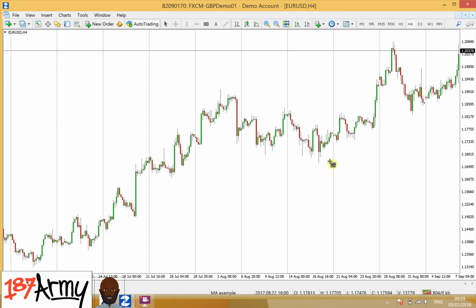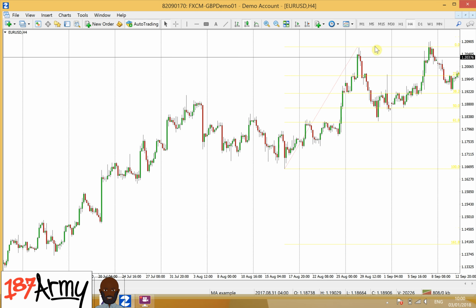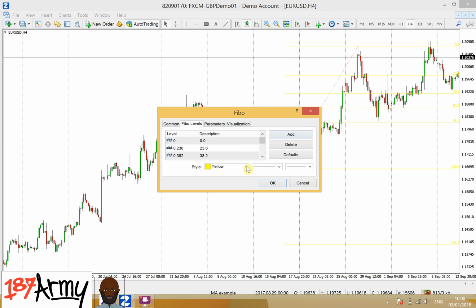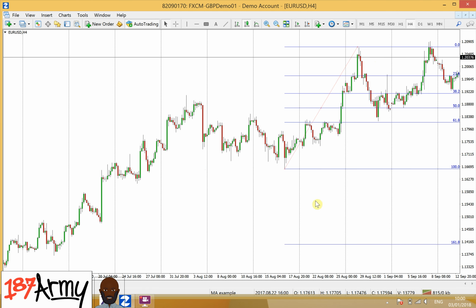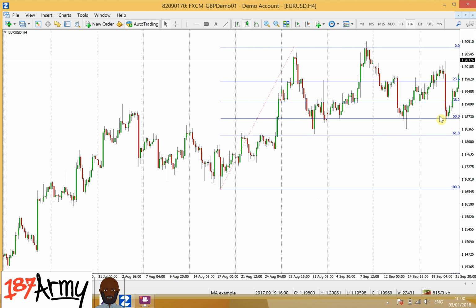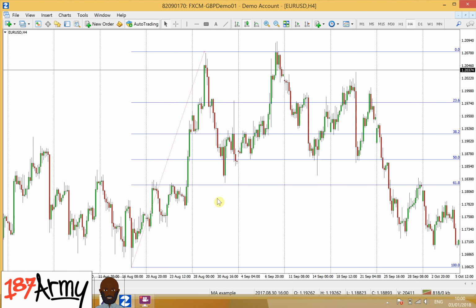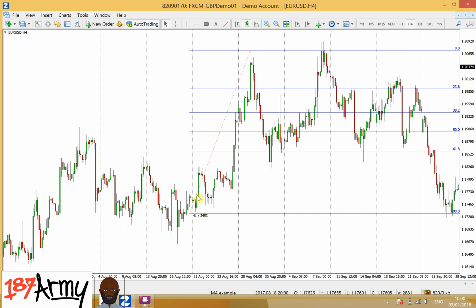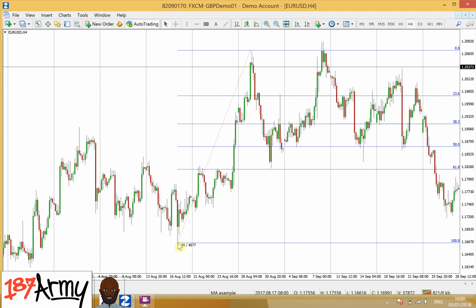You do it from one point to another, so it's from a low to a high. And you have to right click and then drag up. As you can see, you can't really see it that much, but you can see this red dotted line. So you will double click on this line, right click, press Fibo properties, change the color to a darker color, blue, press OK. Now you can see the Fibonacci lines and they go across the screen regardless of how far you go, and you can see that this red dotted line can be moved, and the Fibonacci lines also move as well.